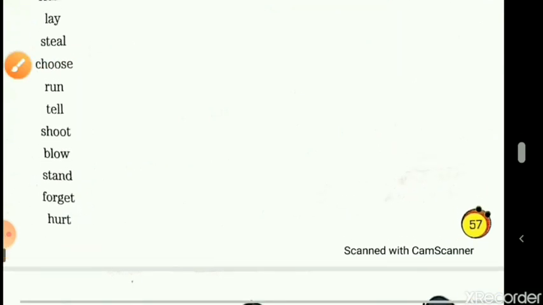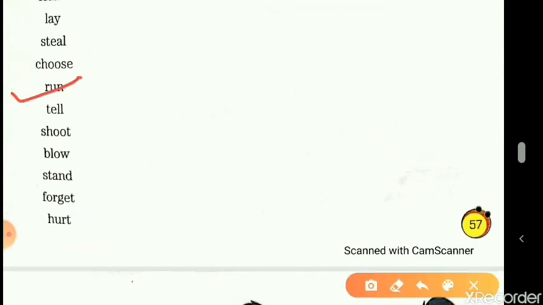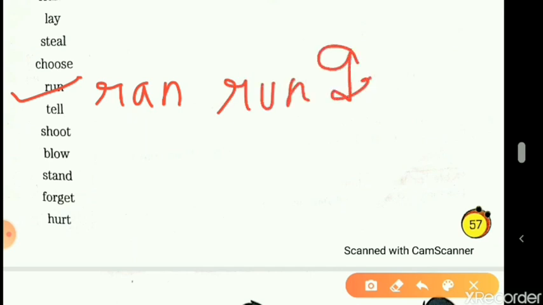Then students, the next word is run. R-U-N, run. The past form is R-A-N, ran, and the past participle is R-U-N, run. Again, these are irregular verbs because we haven't added ed to change into past and past participle.